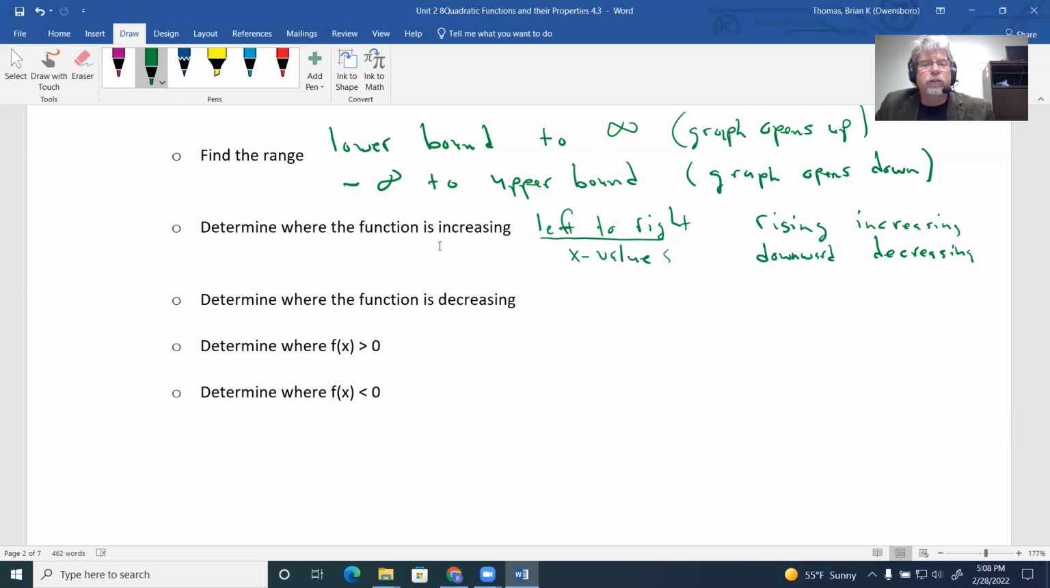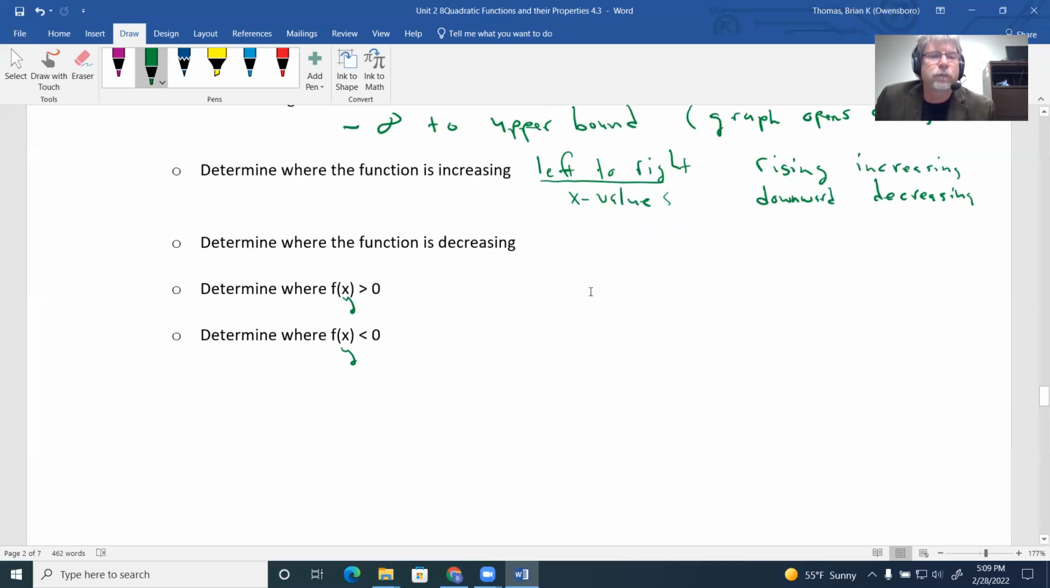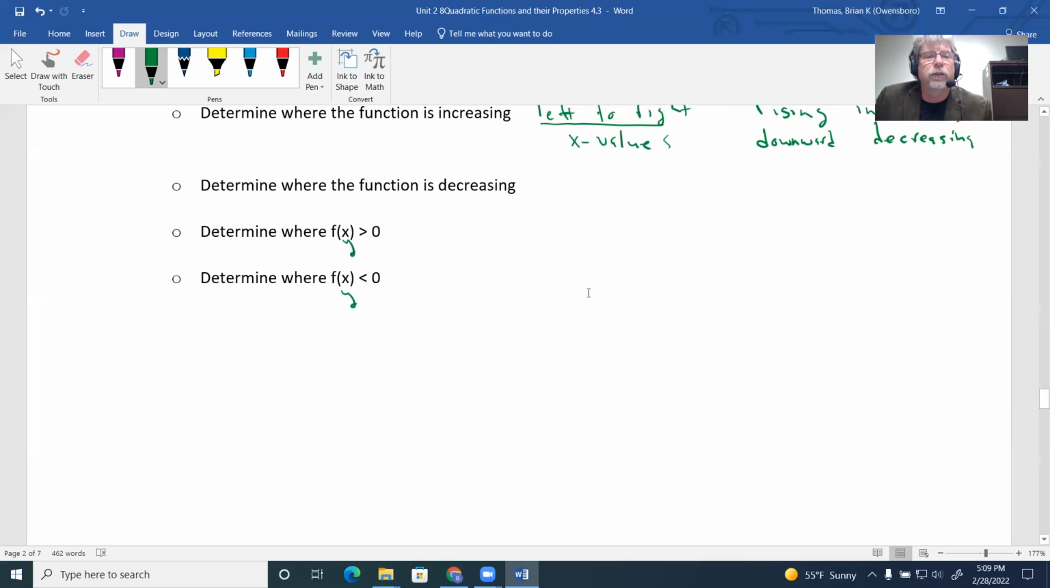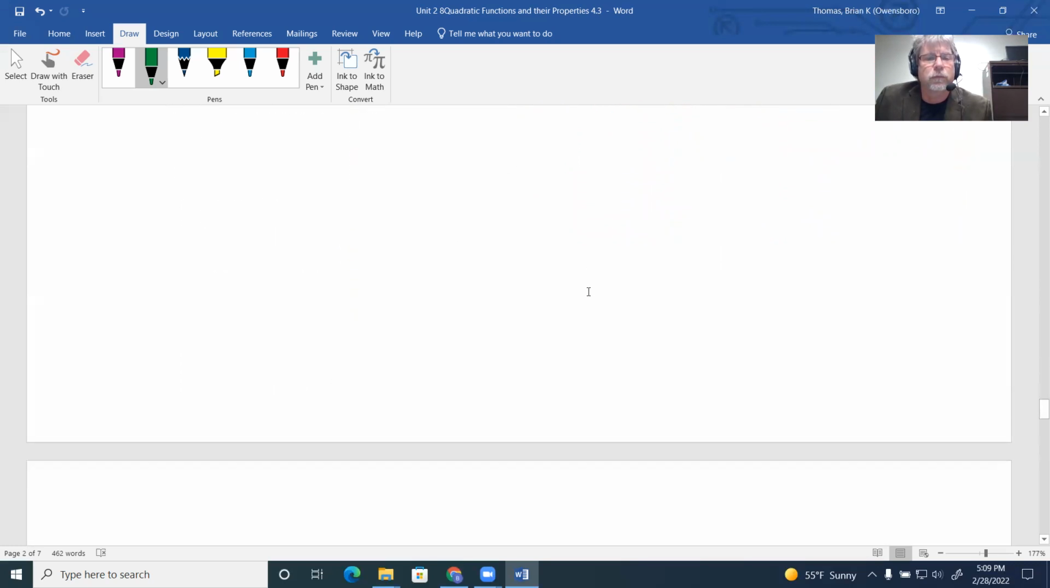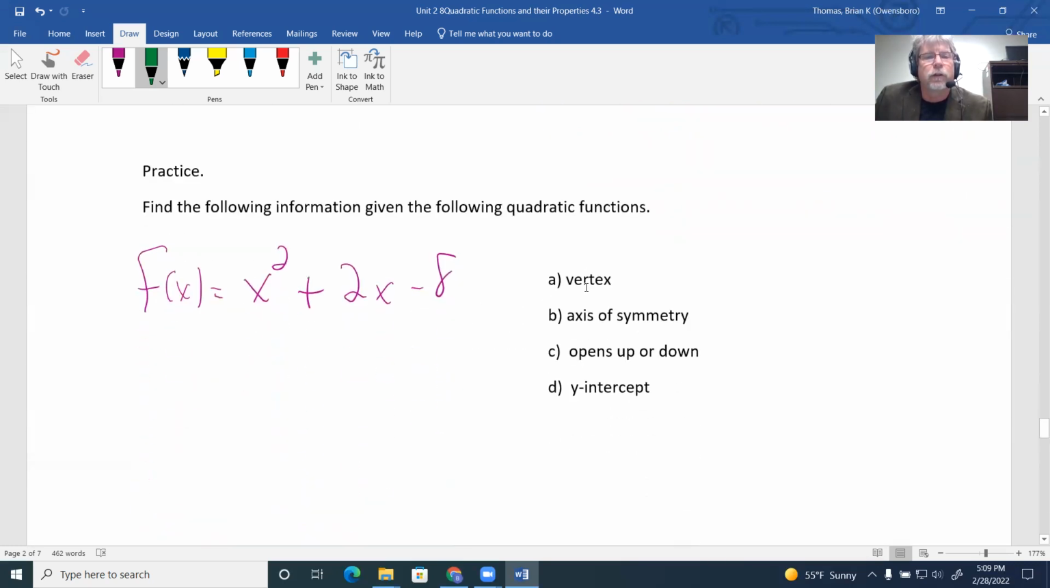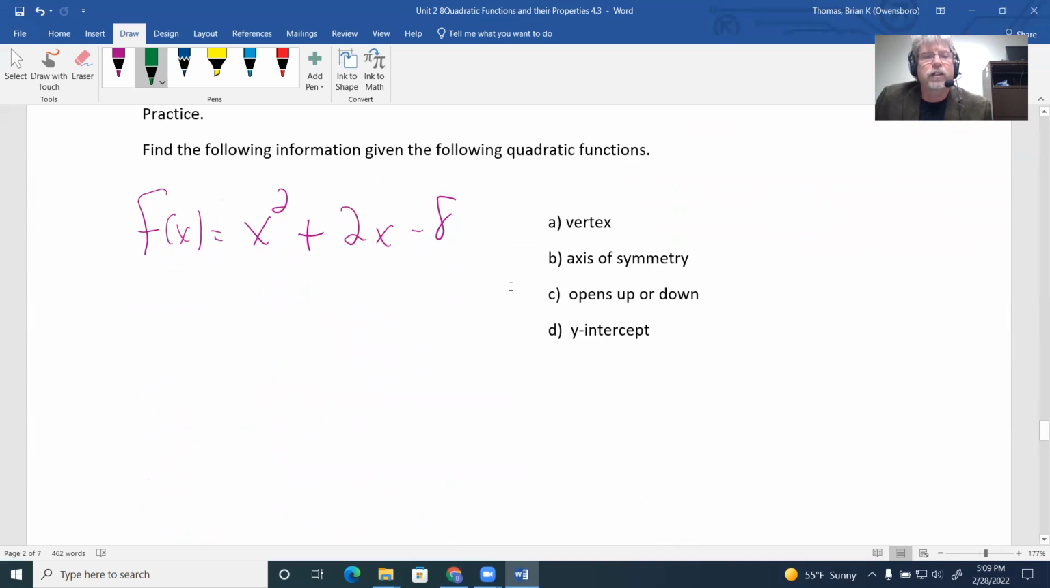And determine where f of x is greater than 0. Remember, that's like y is greater than 0. Determine where f of x is less than 0. That is where y is less than 0. So again, that kind of gets into these intervals of increasing and decreasing. So let's practice some of these strategies.